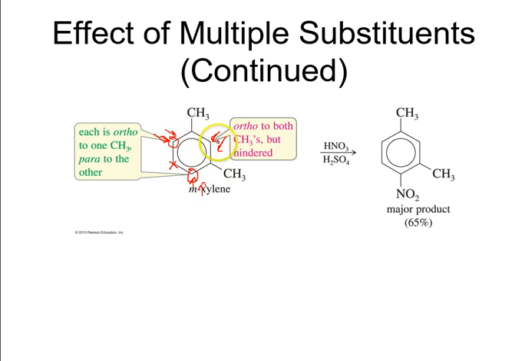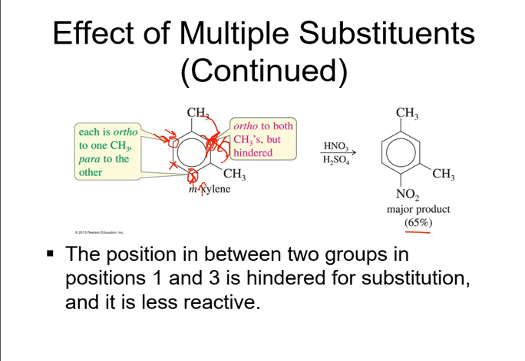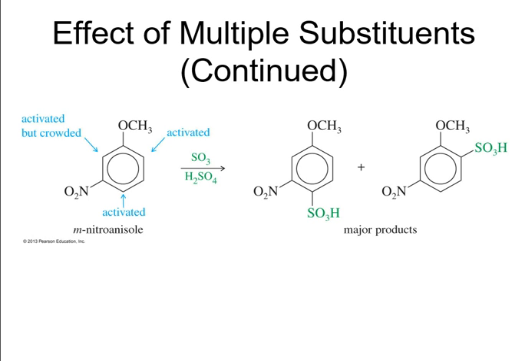But what about this position? Okay, that can give me another compound. Well, notice, remember we talked about hindrance? Well, this position, all right, is hindered by two different groups. So you're really not going to get a lot of product there. Most of it is going at that carbon right there. And you see about 65% of it does go at that spot. Okay? So the position in between two groups in the positions 1 and 3 is hindered for substitution, and it is less reactive.